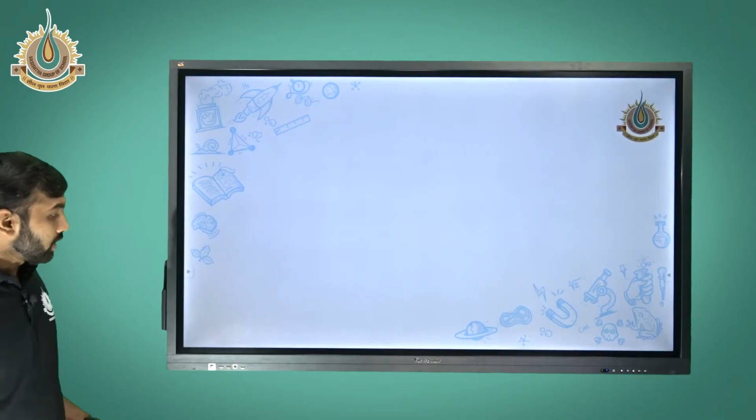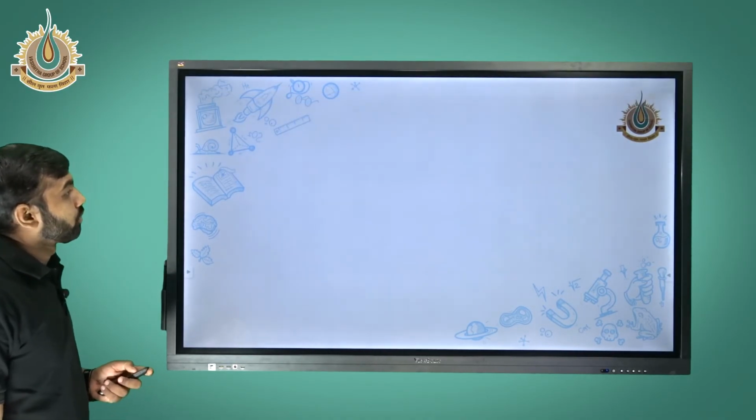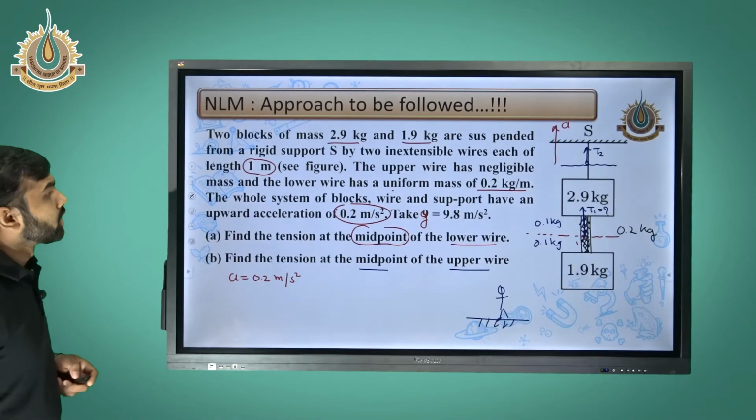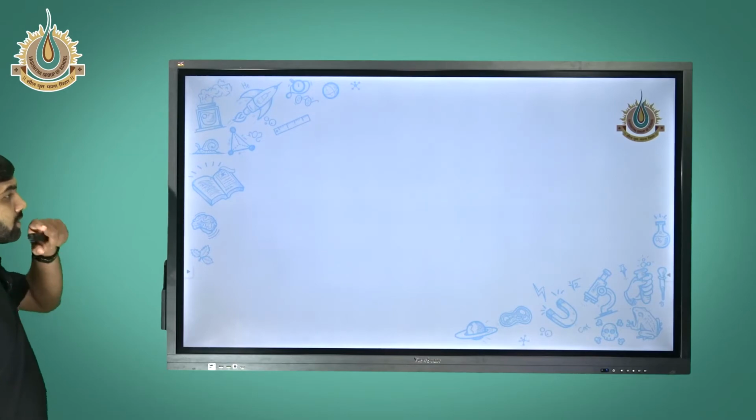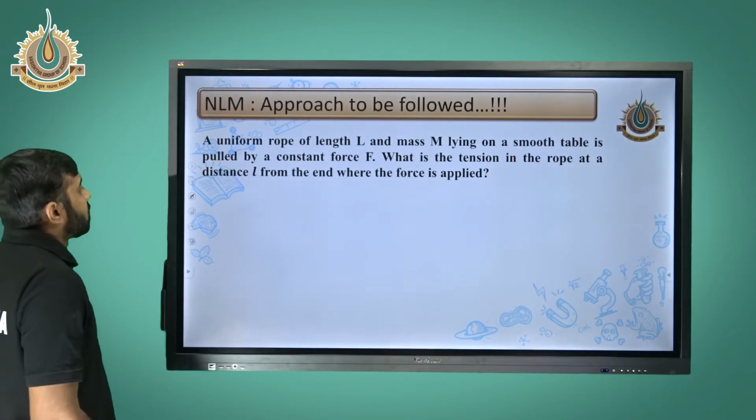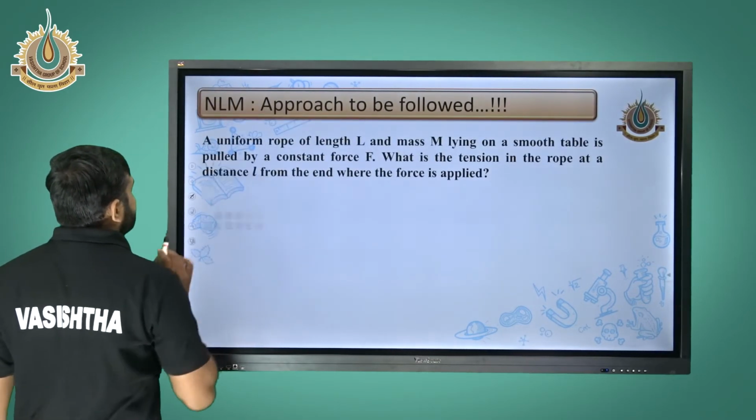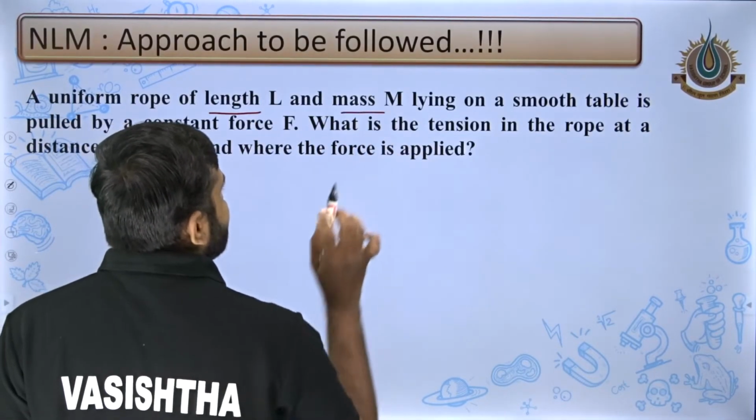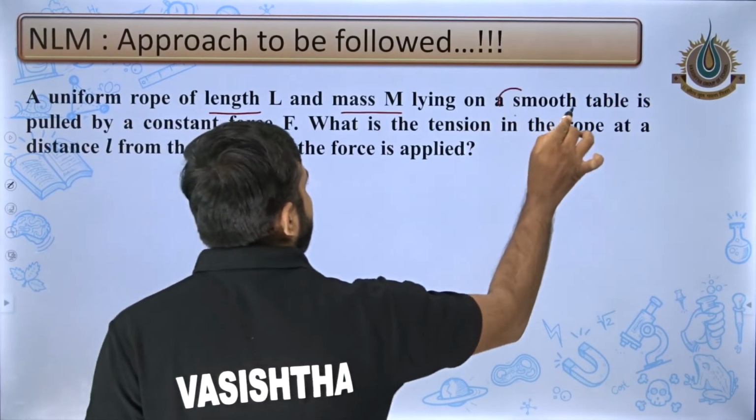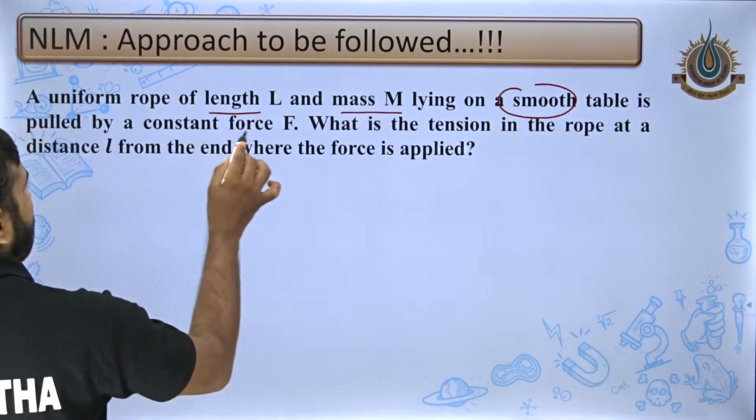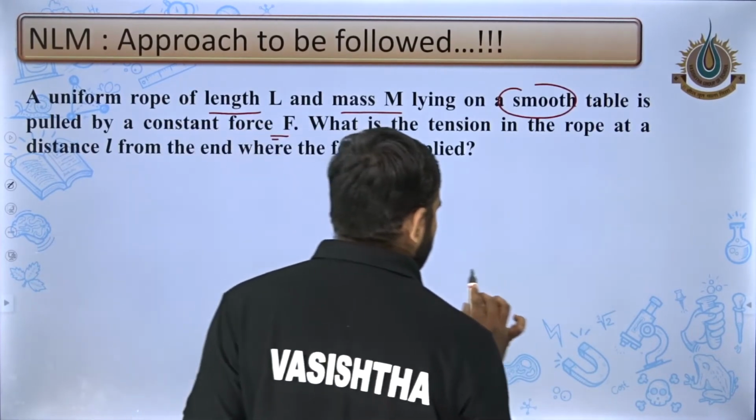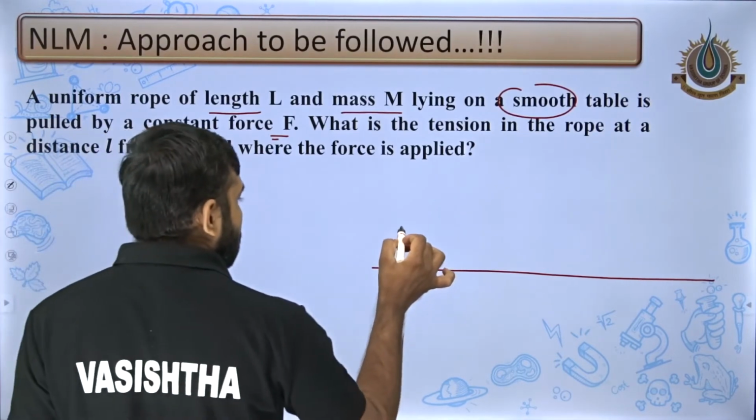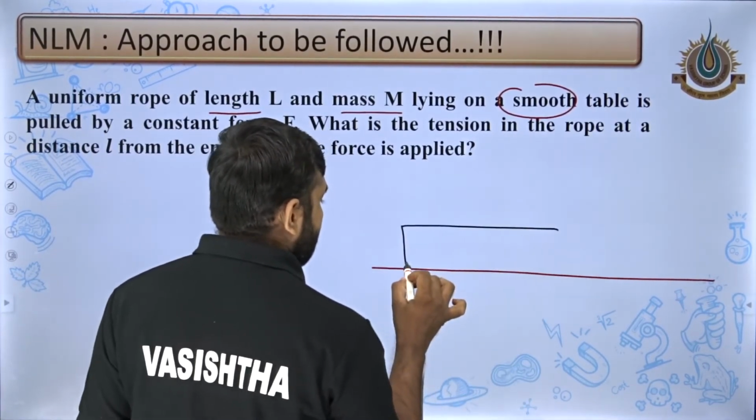Okay? Clear? Now let's see the next problem which is given to us. A uniform rope of length L and mass M is lying on a smooth table and is pulled by a constant force F. That means this type of situation. This is the ground, a smooth table on which the rope is placed, having some mass.